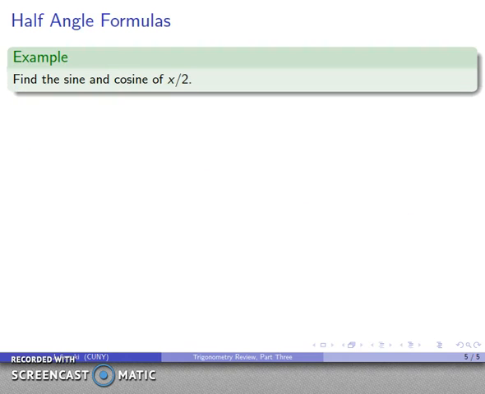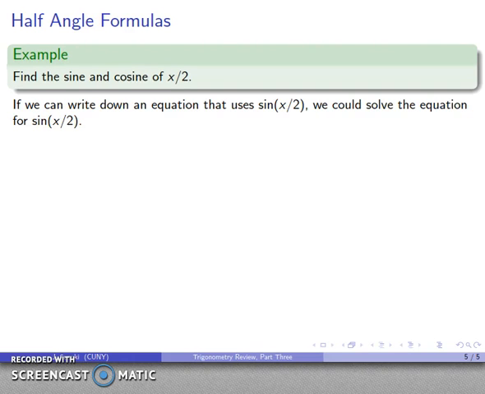Well, how about half-angle formulas? So let's see if we can find the sine and cosine of x over 2. And here's a general strategy in mathematics: if we want to find something, what we can do is write down an equation that includes what we're looking for, and then solve the equation for what we want. So I want to write down an equation that involves sine of x over 2, and see if I can solve it for sine of x over 2.